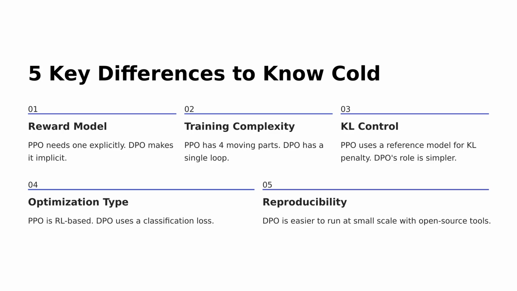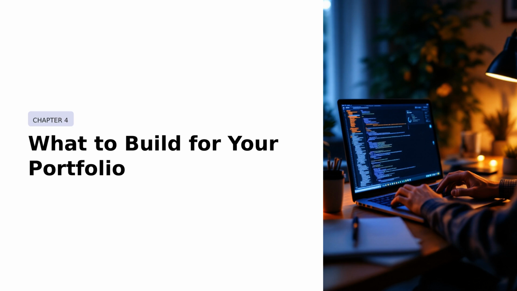Here are 5 differences to know cold. First, PPO needs an explicit reward model, while DPO bakes that preference signal into the objective. Second, PPO is more complex, with several moving parts, versus DPO's simpler training loop. Third, PPO uses a reference model to enforce KL control. In DPO, that role is lighter. Fourth, PPO is reinforcement learning, while DPO looks more like classification. And finally, DPO is usually easier to reproduce with open source tools at smaller scale.